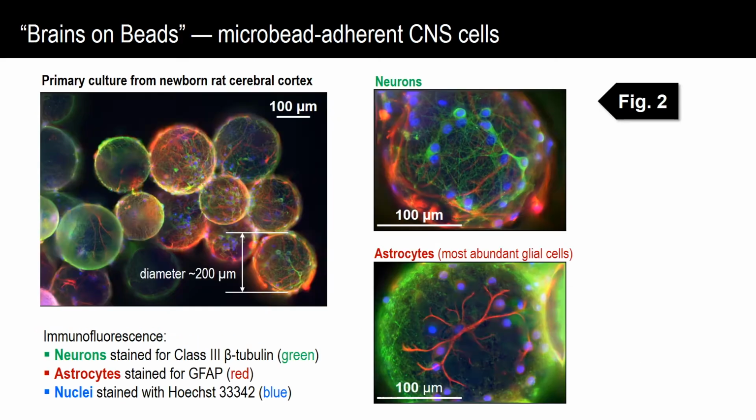To do this, we have developed an in vitro system. We nicknamed it Brains on Beads, where the two major types of CNS cells, the neurons and the astrocytes, which is the most abundant glial cells, can be separately cultured on the surface of plastic microspheres. And now we're looking at the immunofluorescence images of this Brains on Beads system. And this is a case of a mixed culture of these two types of cells, where neurons were stained in green and astrocytes in red.